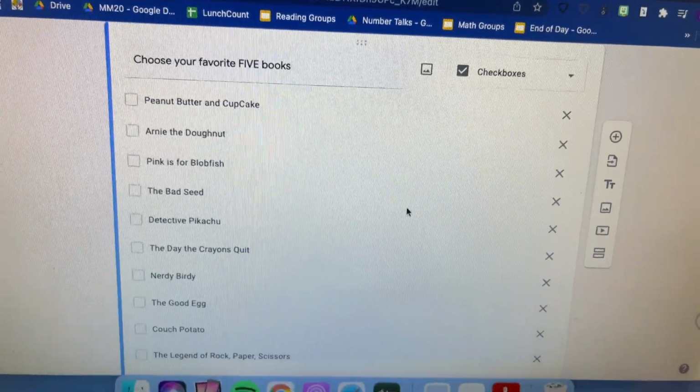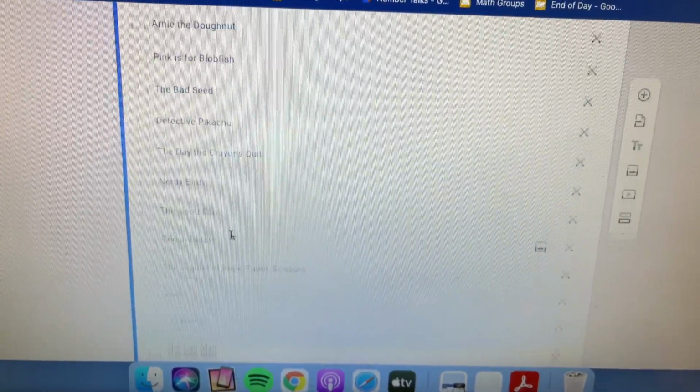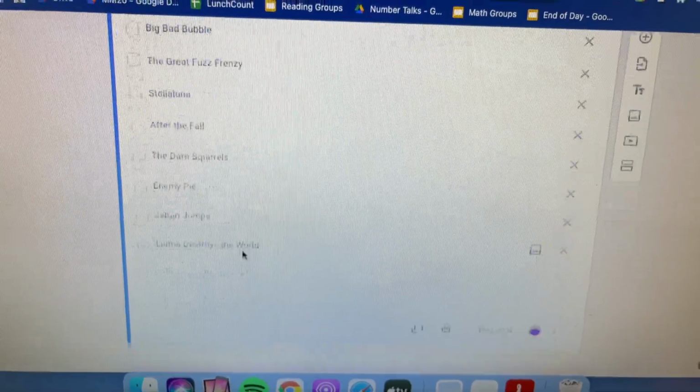For some of them, if it was 2 or 3 votes, and I knew one was one we read this year, so all the other kids would have read it, I just chose that one. So maybe I would have gone a little bit more, that way I could get some more votes for some of those books. But I just did, again, a Google form. I did the check boxes and told them they had to choose their top 5. So this is what it looked like. I just said, choose your favorite 5 books. So they went through and chose their favorite 5 picture books.